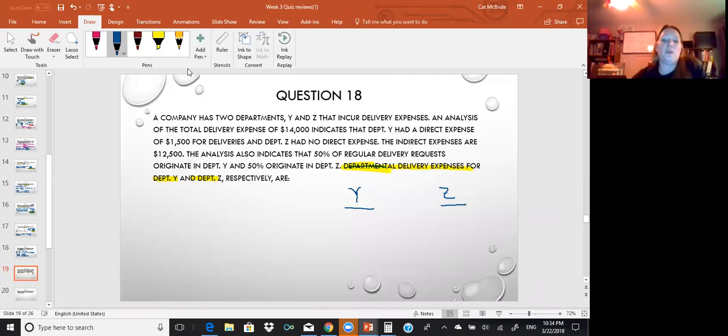The company has two departments, Y and Z, that incur delivery expense. An analysis of the total delivery expense of 14,000 indicates that Y had a direct expense of 1,500. Okay, so let's fill that in. 1,500 for deliveries, and Department Z had no direct expense. Okay. The indirect expenses are 125,000. The analysis also indicates that 50% of the regular delivery request originated in Y and 50% originated in Z.